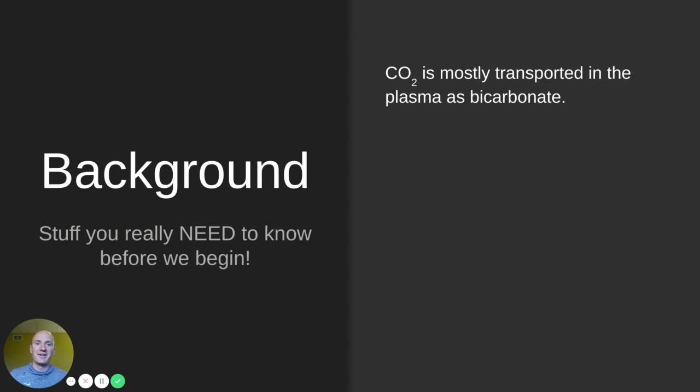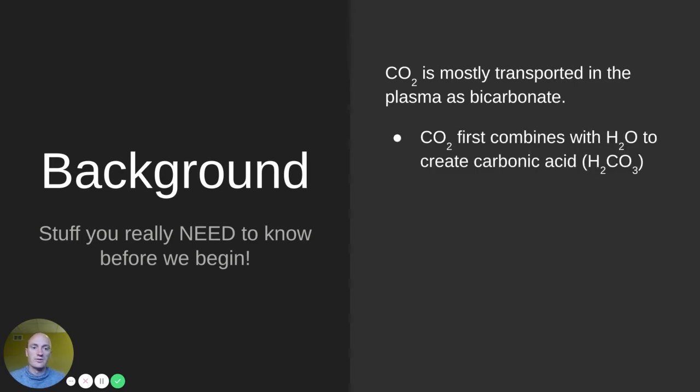Carbon dioxide is mostly transported in the plasma, not by hemoglobin. Pretty much you take carbon dioxide, react it with water, do some fancy stuff, and it's going to turn into bicarbonate. Okay, it's just another molecule. So CO2 first combines with water. CO2 plus H2O leads to something called carbonic acid. So look at these two things, CO2, H2O.